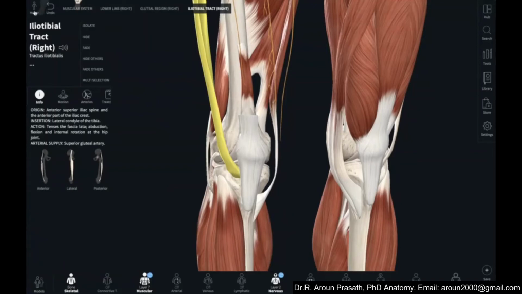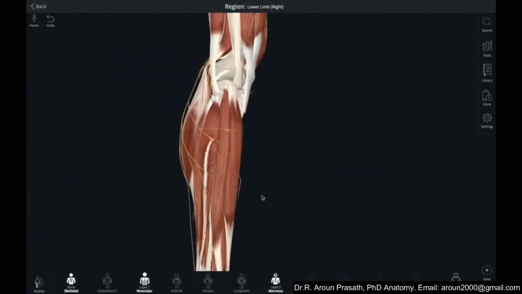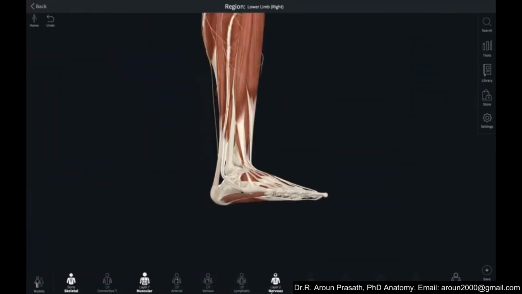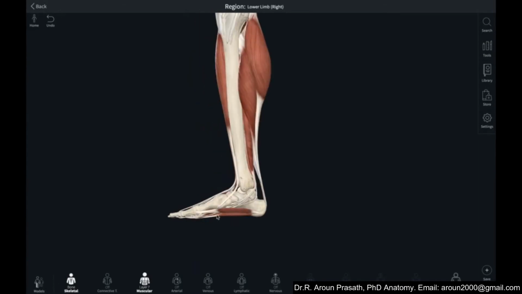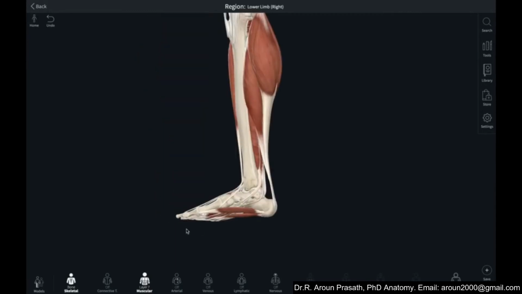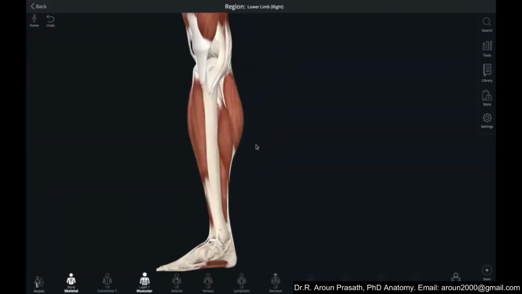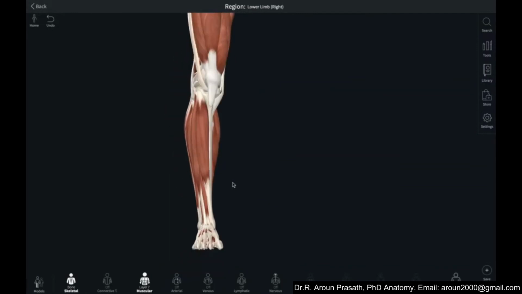Okay, what you see here are the muscles present in the leg region. They have to work in the knee as well as in the ankle joint, as well as in stabilizing the foot muscles and aligning the foot bones. Okay, so we will come from the beginning.